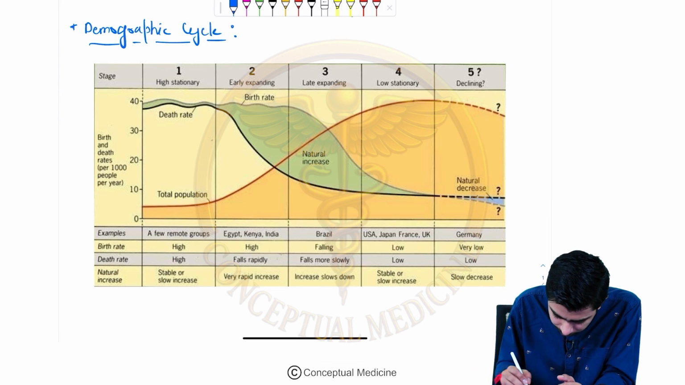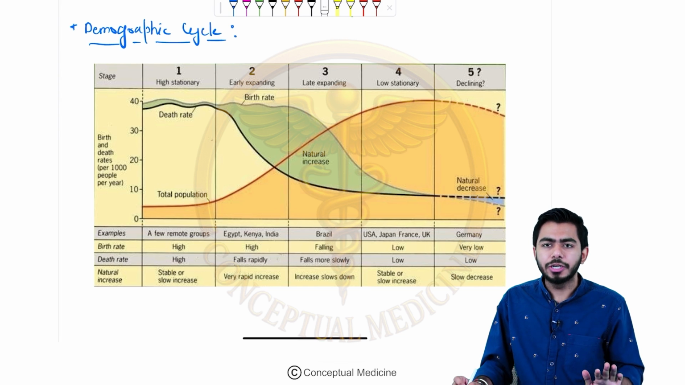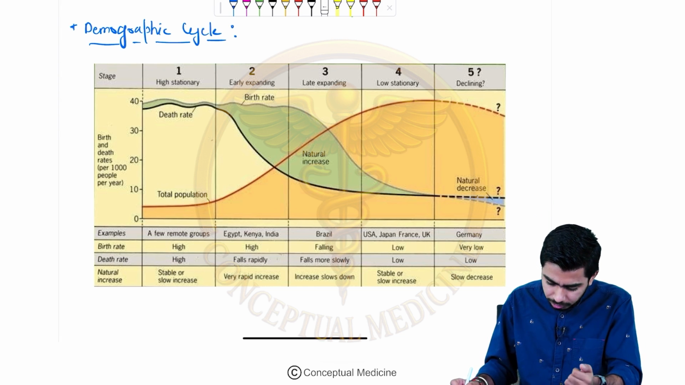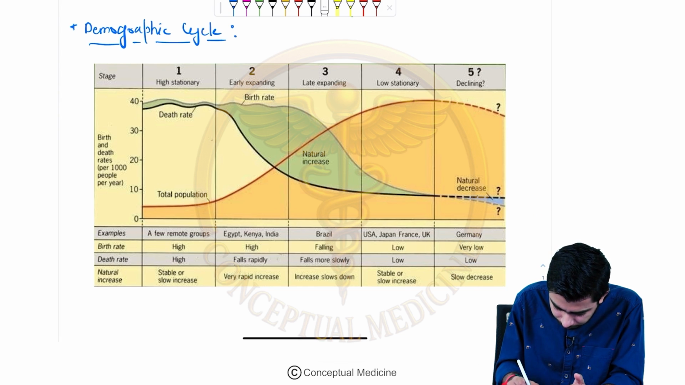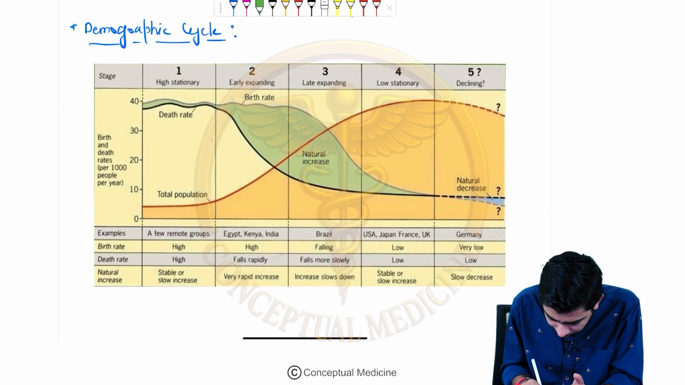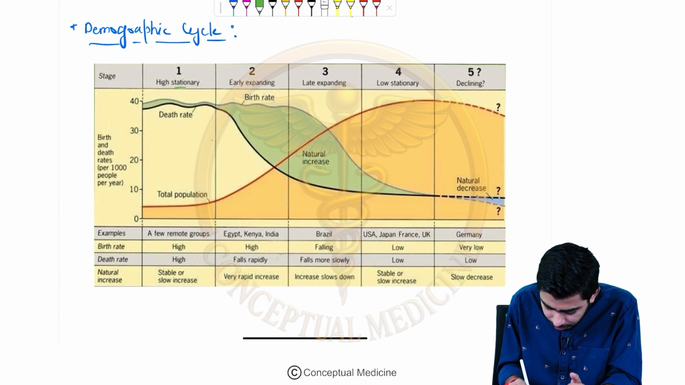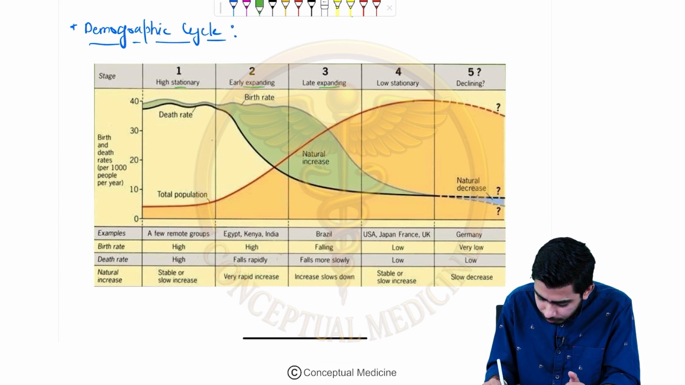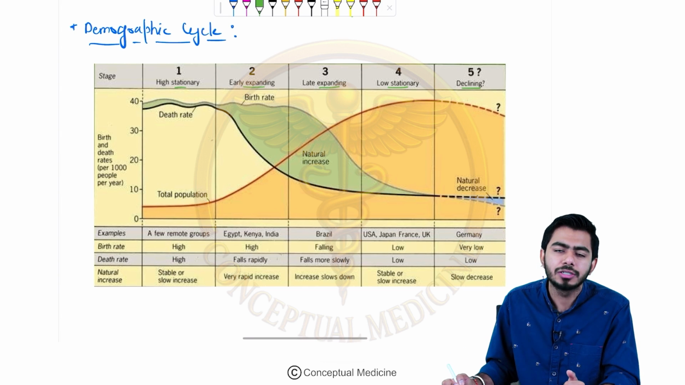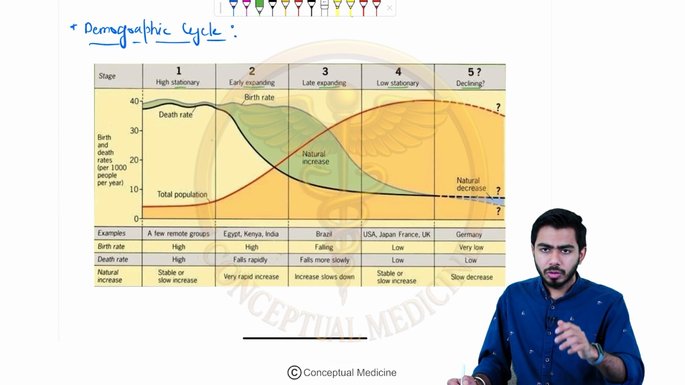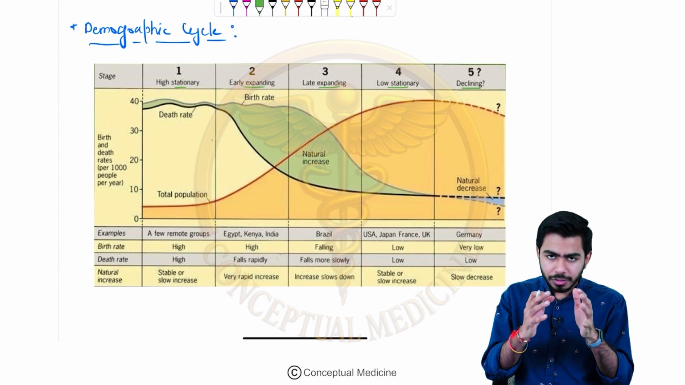Over here we are seeing how many stages there are in total, guys? 5 stages are there. What are these 5 stages? One is the high stationary state, second is the early expanding state, third is the late expanding stage, fourth is the low stationary, and fifth is the declining state, right? So how am I saying that? The first one is called high stationary.